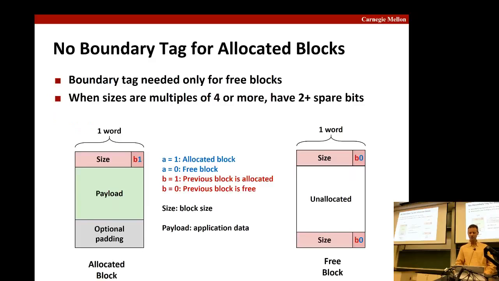All right, so we'll show you a trick here. Boundary tags are needed only for the free blocks, because they're used basically to allow you to do coalescing when you're freeing consecutive things. We mentioned that if sizes are multiples of 2, then we have 1 spare bit. When sizes are multiples of 4 or more, we have 2 spare bits.